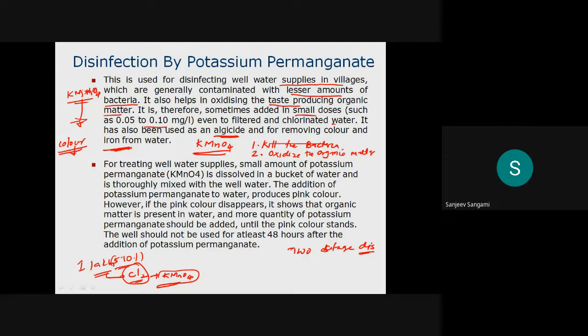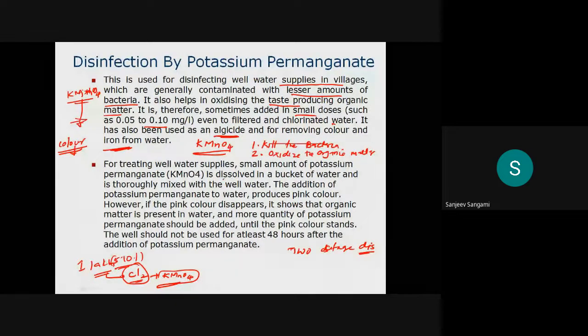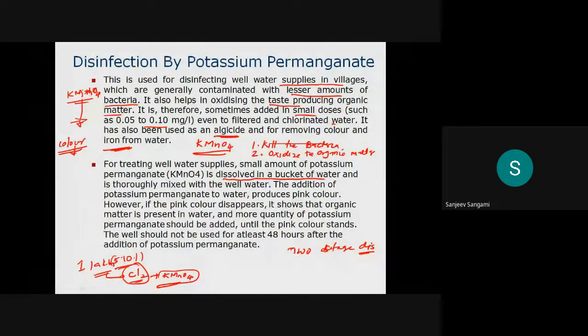For treating well water supplies, a small amount of potassium permanganate is dissolved in a bucket of water. This method is very important. The amount to add is 0.05 to 0.1 milligram per liter, dissolved in a bucket of water and thoroughly mixed with the well water. The addition of potassium permanganate to water produces a pink color. However, if the pink color disappears, it shows that organic matter is present in the water.